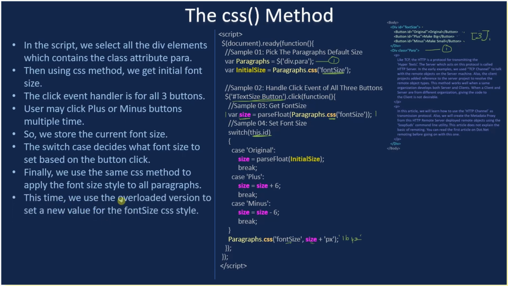Alright, here we are talking about this paragraph. This time we use the overloaded version to set a new value for the font size CSS style. See how we add the px with the size value, this part. Why? Because we need to send a string as a value for this font size. And if you give just 16, it may be an invalid value for the CSS style font size. That's why we append px. That's how CSS works, right?